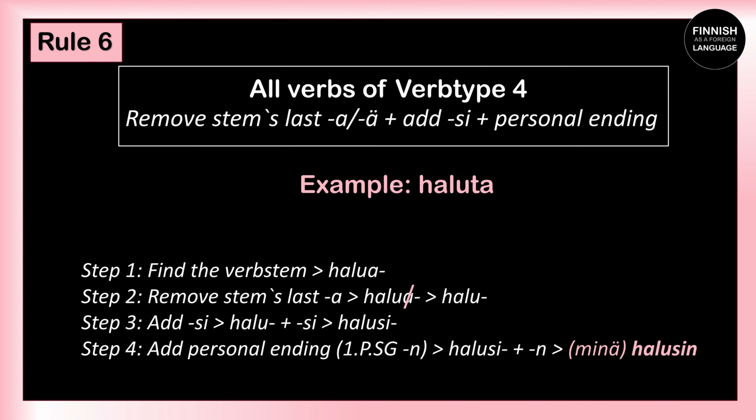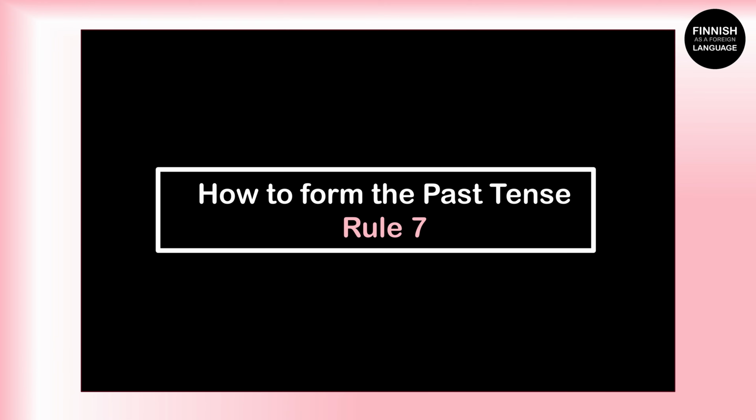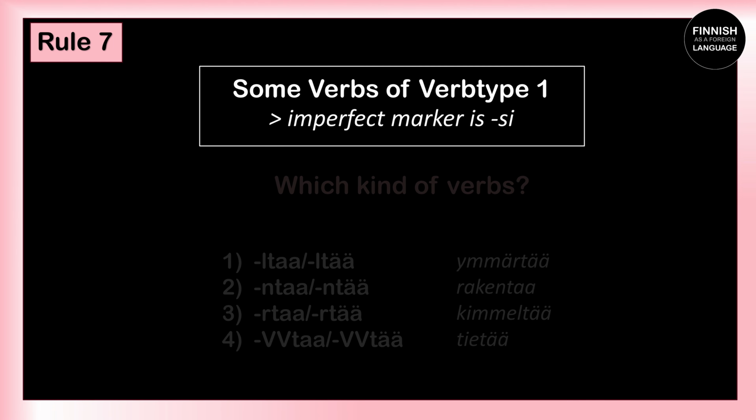And then in our final step, we add the personal ending. Also here we want to form the first person singular, so that means we add n to it, and we have halosi plus n is halosin. Minä halusin, which means I wished. Now let's move on to our next rule, which is number 7. This one is about some verbs of verb type 1 where the imperfect marker is si.